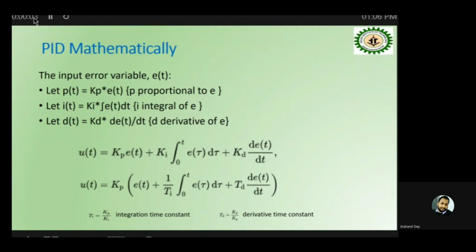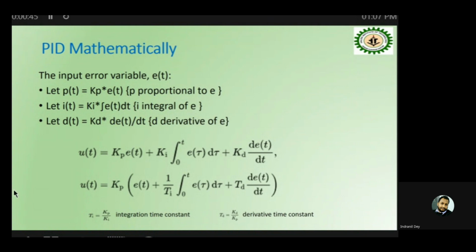So PID mathematically. From the last slide, we have seen that the input to the controller is the error. The error is nothing but the difference between the actual process variable and the desired process value or the reference. If we get an error and that is going to the controller, for a particular controller like a PID controller, it will develop a mathematical algorithm based on a function of error with respect to time.